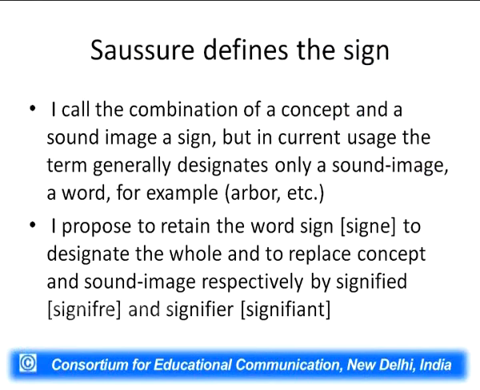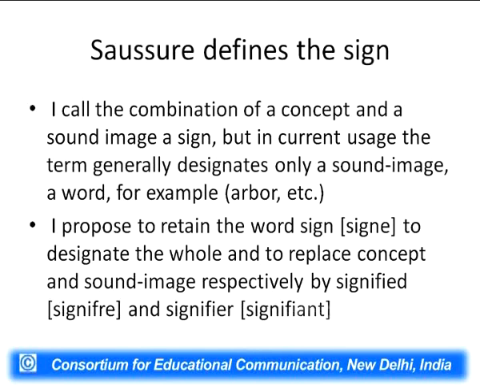These are the quotes from the book on linguistics that Saussure wrote. "I call the combination of a concept and a sound image a sign." So he clearly states that a sign includes a concept and a sound image. "But in current usage, the term generally designates only a sound image. A word, for example, arbor." Arbor is a Latin word, and it exemplifies the image of a tree.